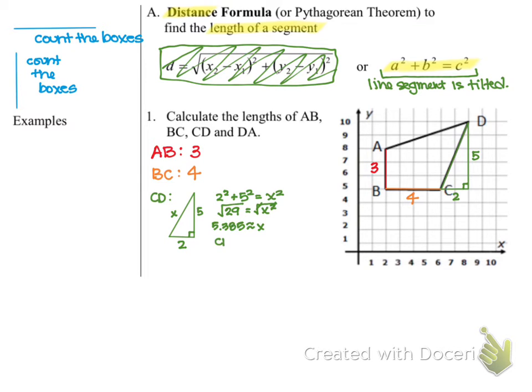So CD is approximately 5.385 units long. Now, we need to keep going. We have to figure out what DA is going to be, so we want to loop the entire thing. But if you take a look, DA is tilted again. So I'm going to draw another triangle, and I'm going to use Pythagorean theorem to help myself out here.